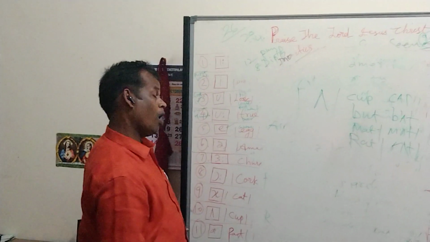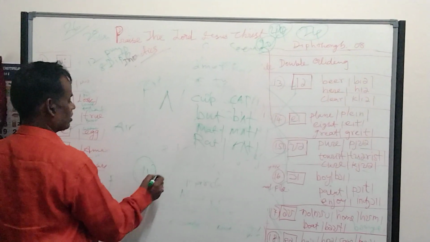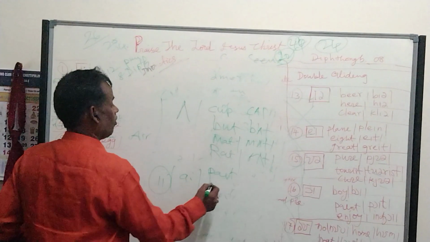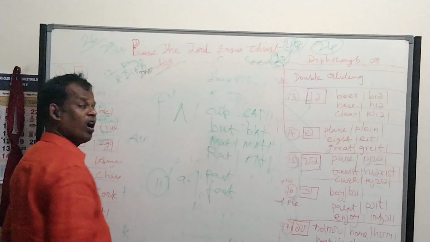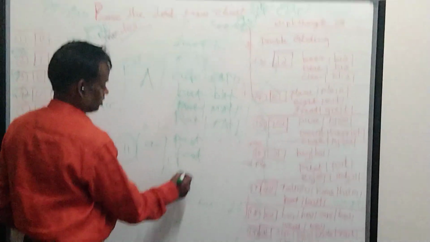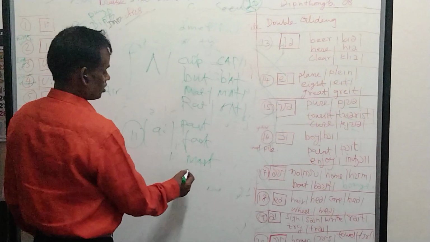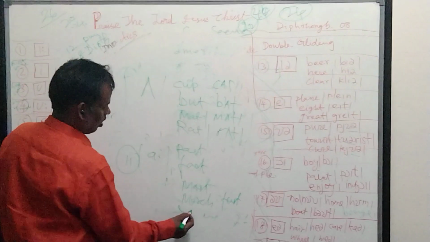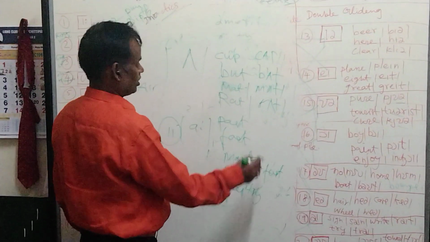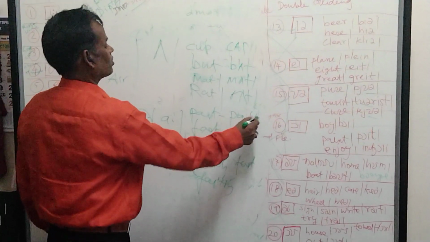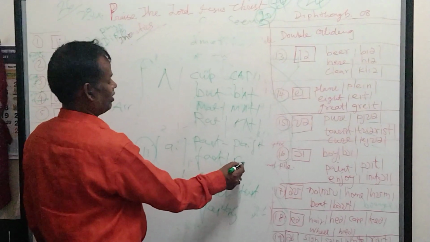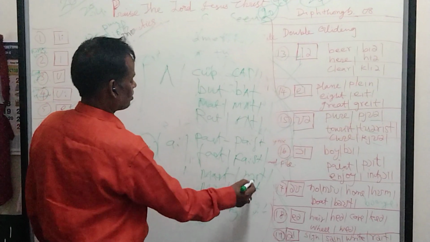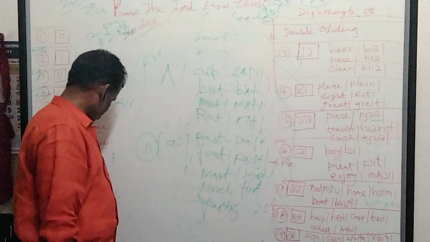Next, the eleventh one is the long A sound, as in past, fast, and also must, M-A-S-T, must, and march, M-A-R-C-H, march. Fasting, F-A-S-T-I-N-G, fasting, fast. This is called fast. And also must, M-A-S-T, must. Master, the initial sound is more important.